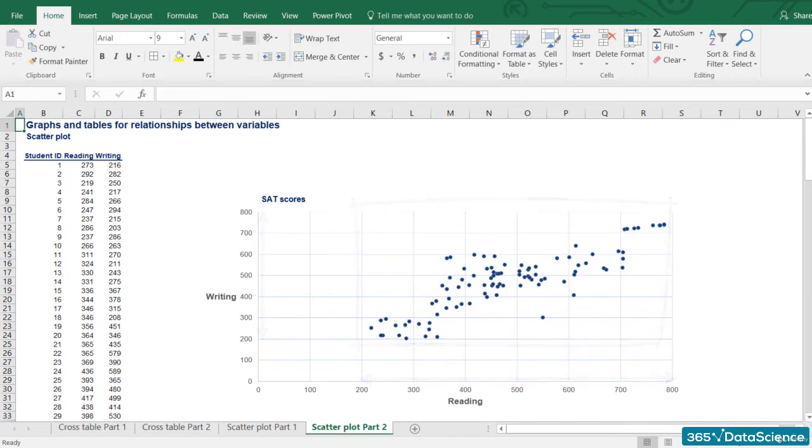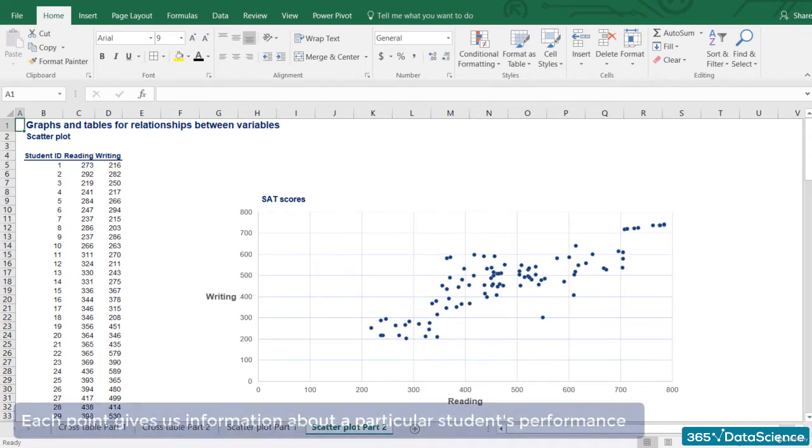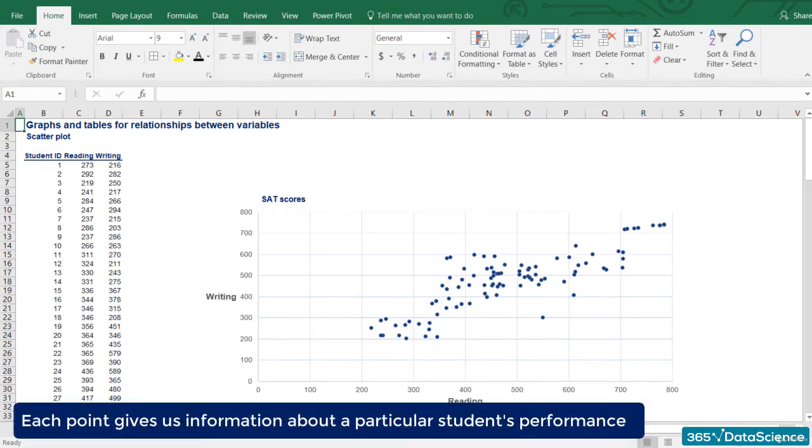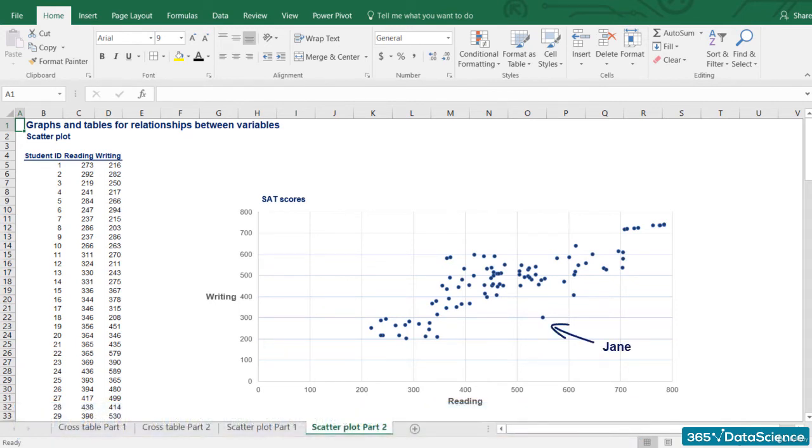Second, our vertical axis shows the writing scores, while the horizontal axis contains reading scores. Third, there are 100 students, and the results correspond to a specific point on the graph. Each point gives us information about a particular student's performance. For example, this is Jane. She scored 300 on writing, but 550 on the reading part.